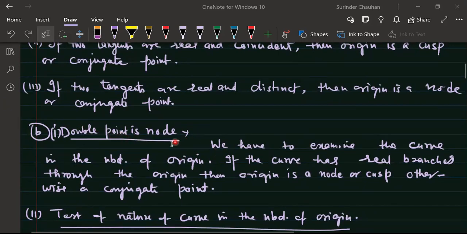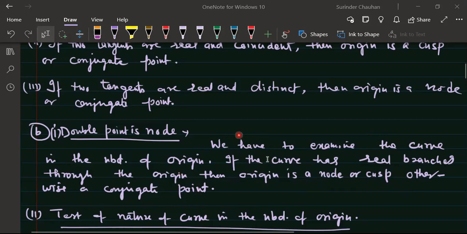Whether the double point is a node or a cusp, we have to examine the curve. If the tangents do not decide the nature of the point, then we have to examine the curve in the neighborhood of the origin, because tangents at the point create confusion. If the curve has real branches through the origin, then the origin is a node or cusp. Otherwise, it is a conjugate point.